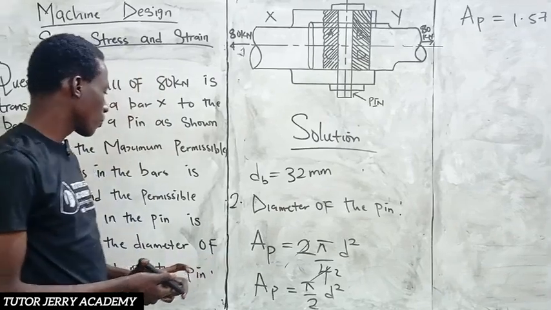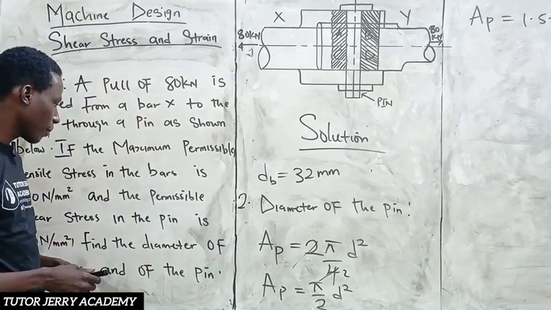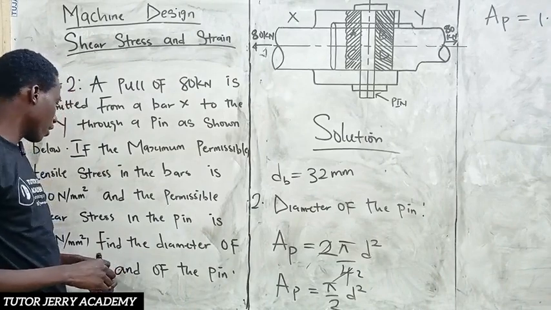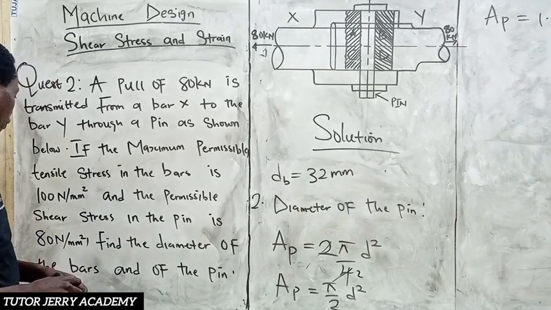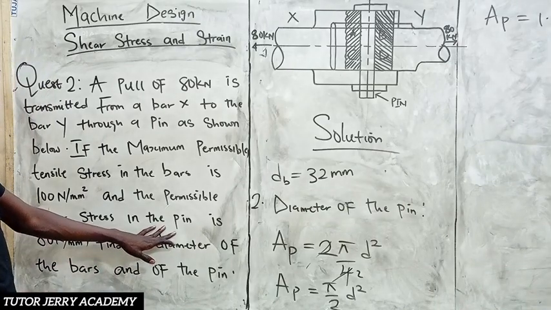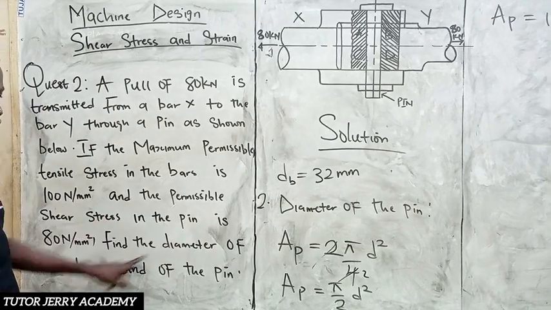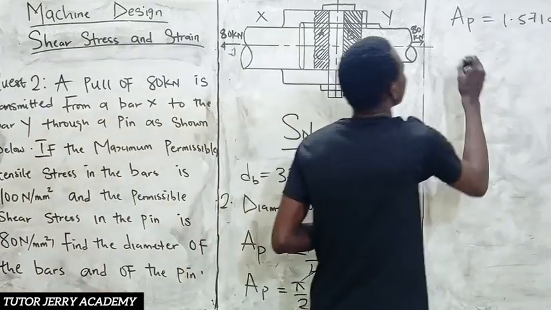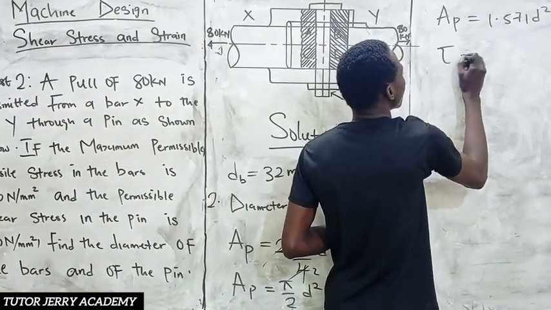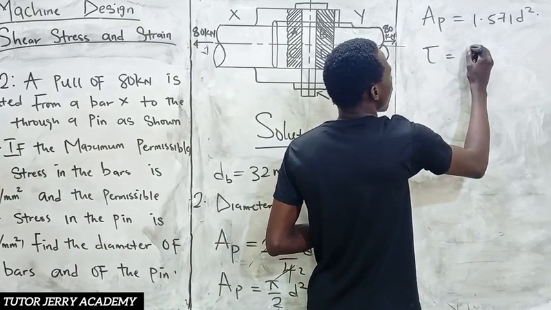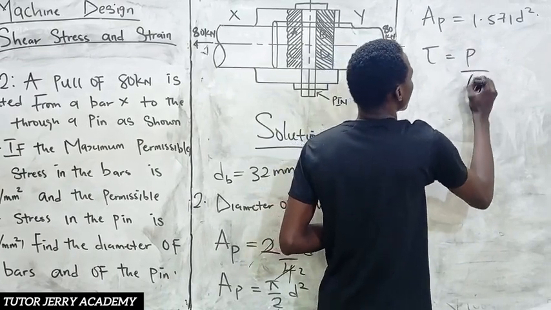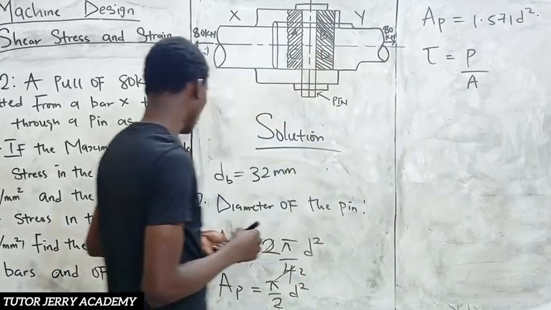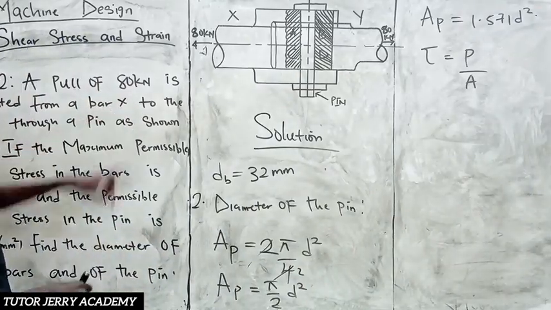Next, we are looking for the diameter. So we are going to be using the formula for shear stress, because we were given the shear stress of the pin to be 80 Newton per millimeter square. And we know that shear stress is nothing but our force all over area. And we have our force here to be nothing but 80 kilonewton.